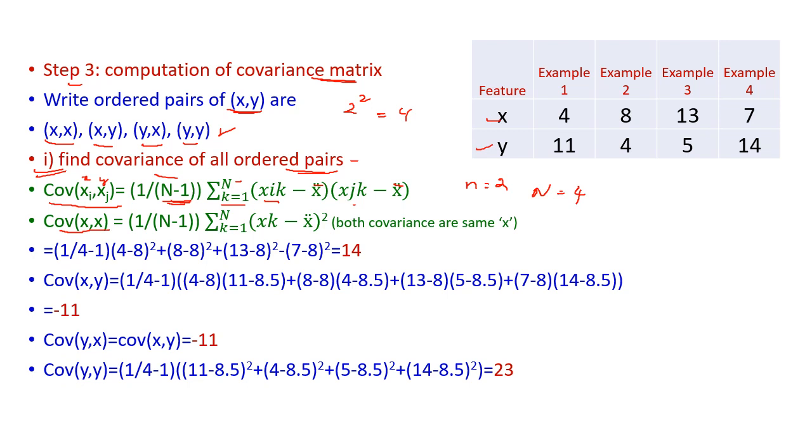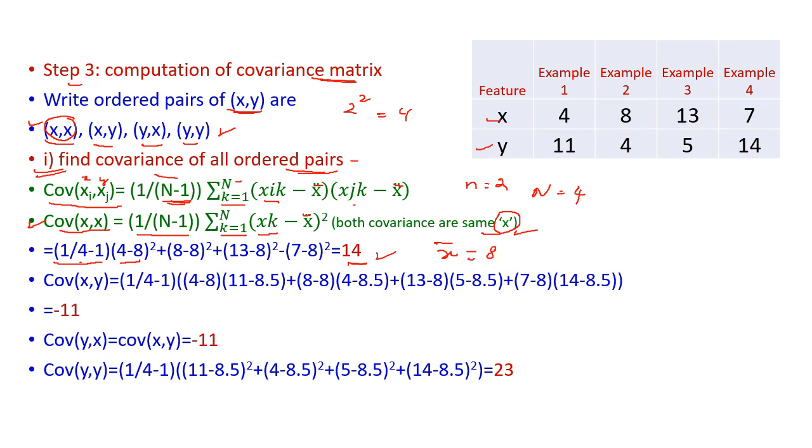So now we need to find the covariance of x comma x, which is equal to 1 by n minus 1 summation of k equal to 1 to n, xk minus x bar whole square, because both are the same x only, isn't it? So the value is 14. That is 1 by 4 minus 1 into 4 minus 8. 8 is nothing but x bar. X bar value is 8.